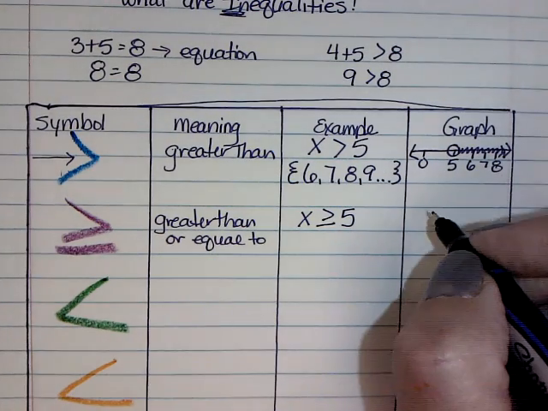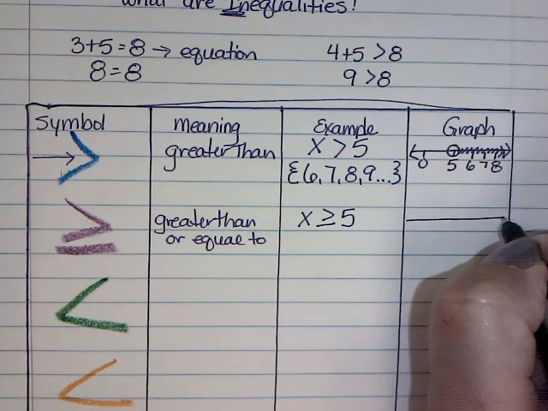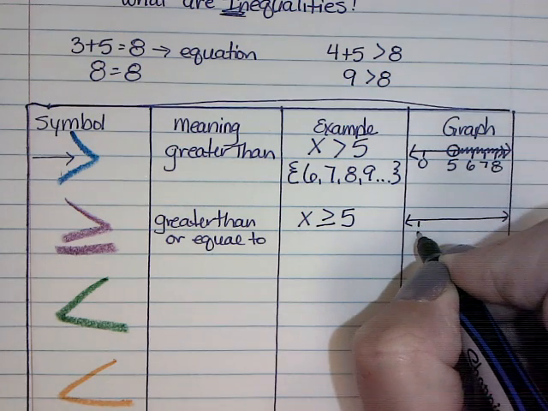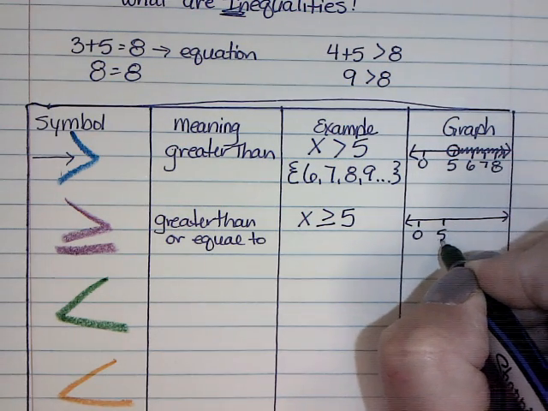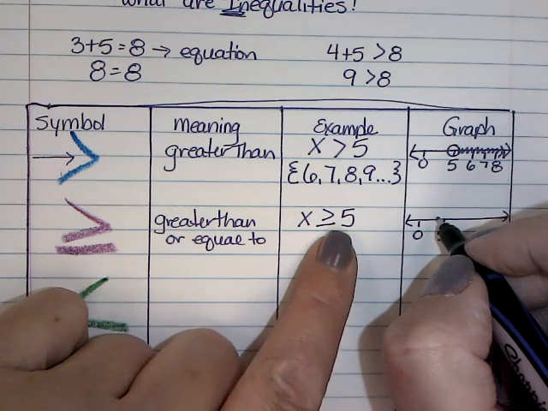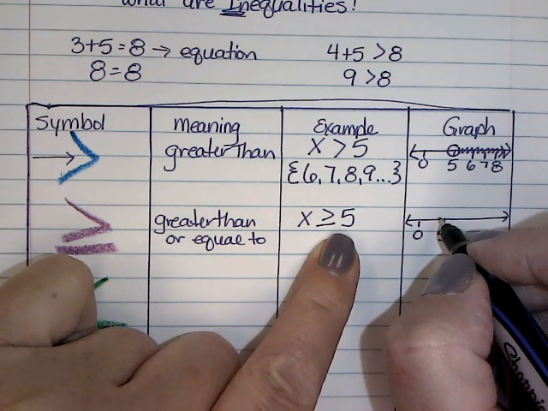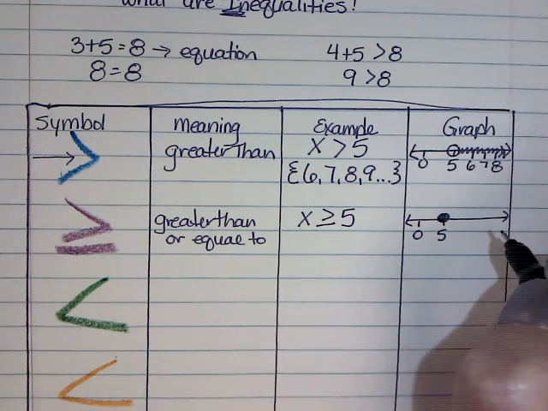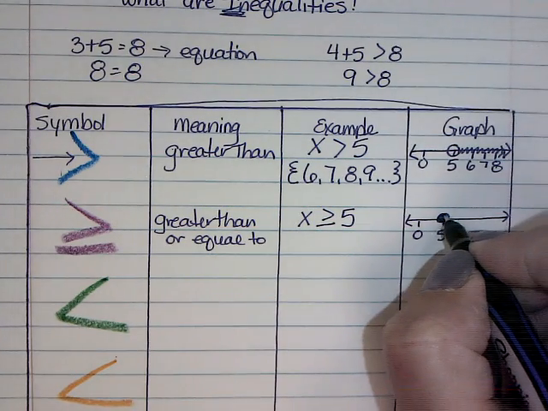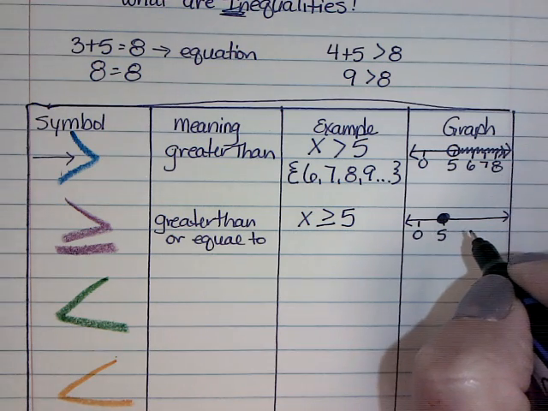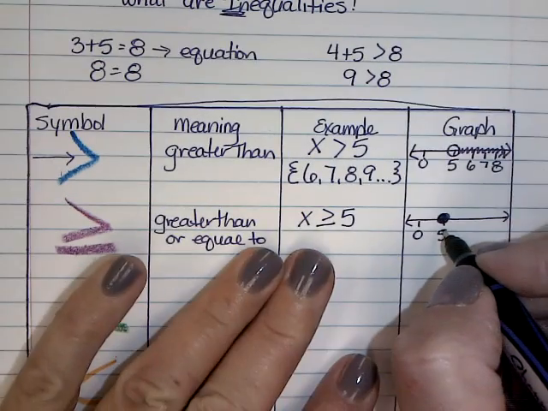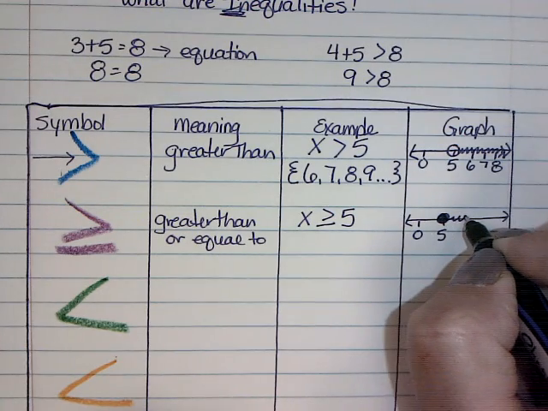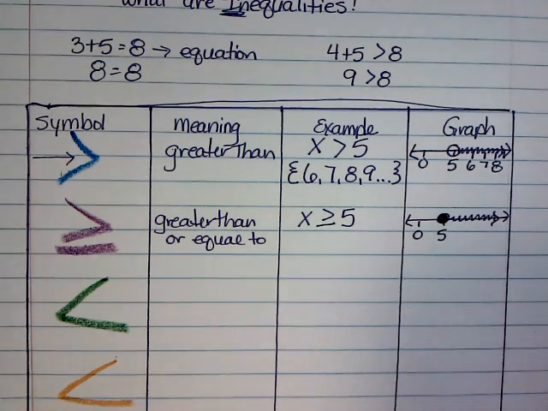And when I go ahead and do a graph to this, I'm going to do the exact same ones I just did above. I know I'm going to have to include 5, since 5 is greater than or equal to 5, by drawing a circle and coloring it in. When I color in that circle, it's called a closed circle. And that closed circle says that 5 is going to be included in my inequality.